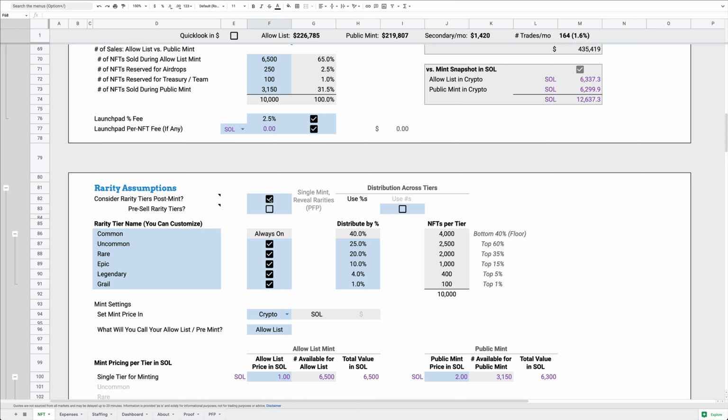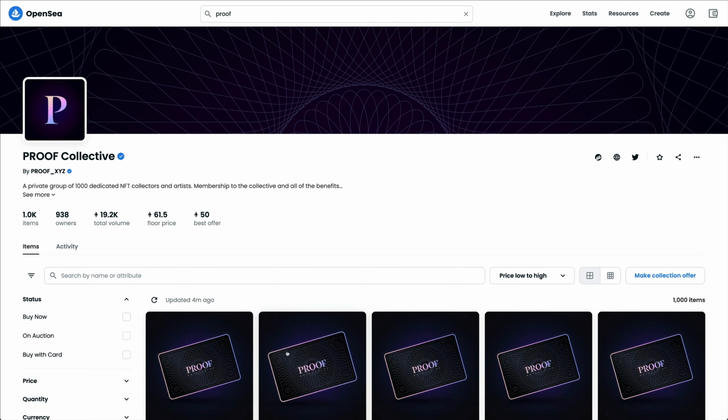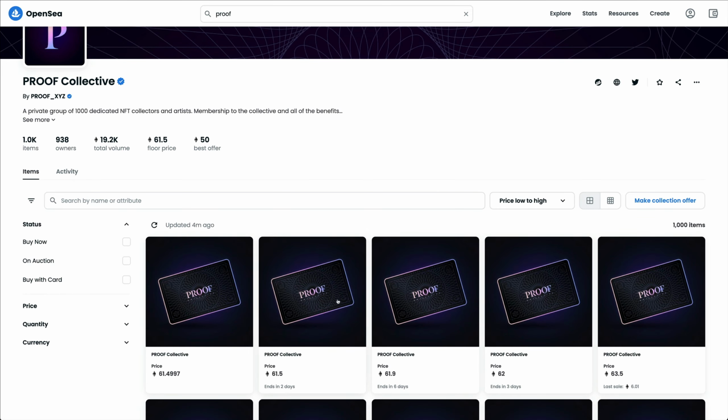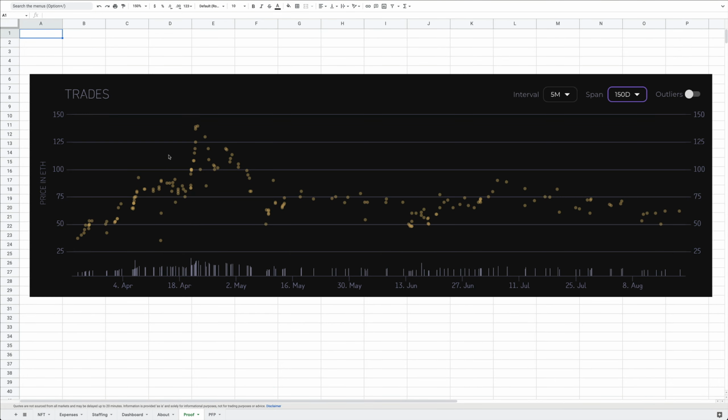All right, so let's do a single NFT with no rarity, like Proof Collective, for example, right? These are all the same. There is no rarity, there are no attributes. And what that does, it trades like this, right? Things just trade in a block, there's no rarity. The floor price changes, but there are no rarities.